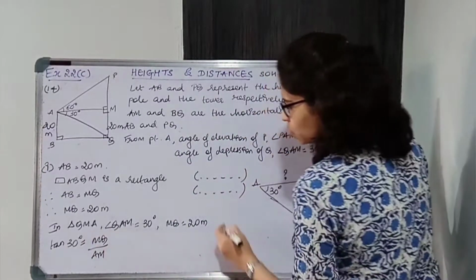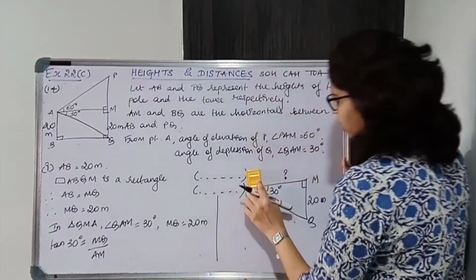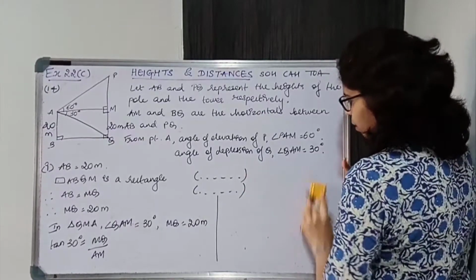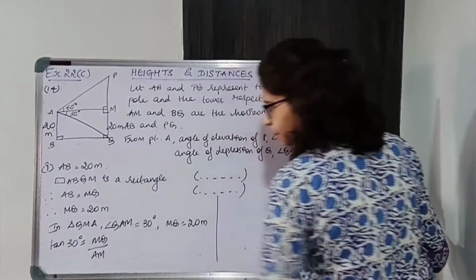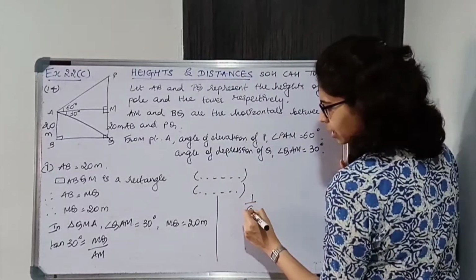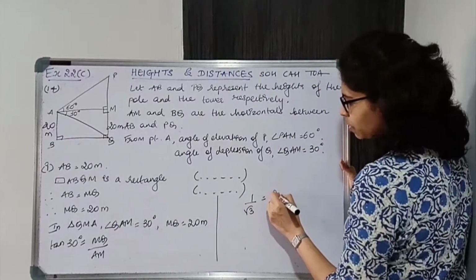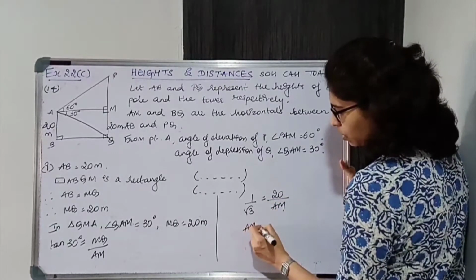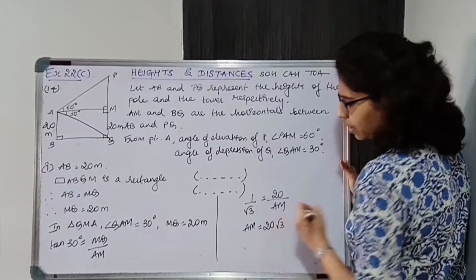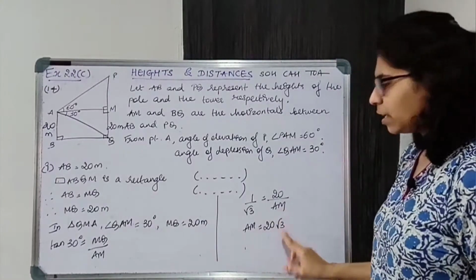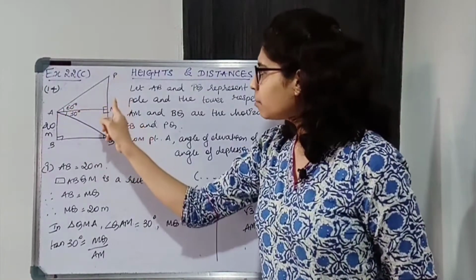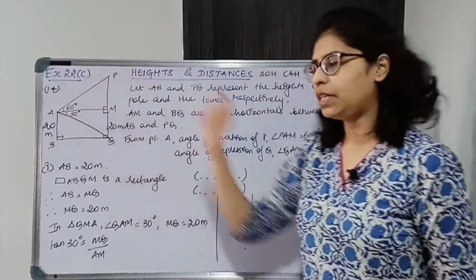So tan 30 is what? Tan 30 from the table you get 1 upon root 3. So 1 upon root 3 is equal to MQ, which is 20, upon AM. So AM is equal to 20 root 3. Correct. So we got AM. Now we need to find PM using this triangle PMA.